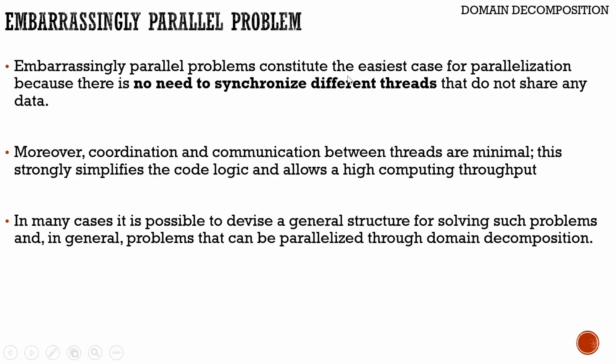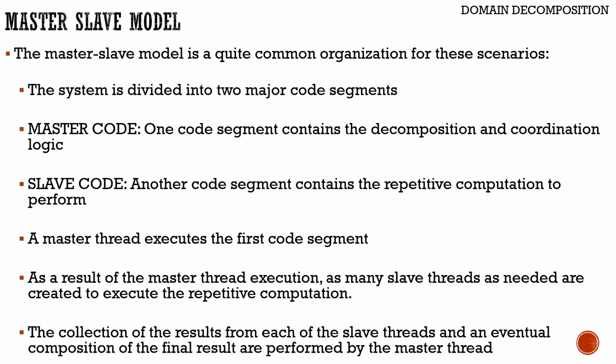Embarrassingly parallel problems constitute the easiest way of parallelization because there is no need to synchronize between different threads that do not share any data. Right? We have already gone through this. And here we are looking at the master-slave model, where one code segment contains the decomposition and coordination logic, and another code segment contains the repetitive computation.